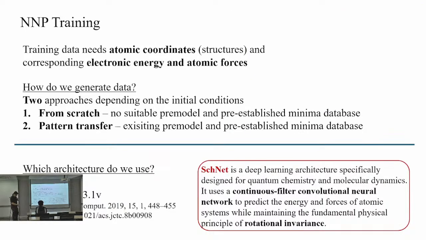So the way we do the NNP training, essentially the data looks like this. The training data needs to have the atomic coordinates and the corresponding electronic energy and atomic forces. In one of the videos that we have pre-recorded, you can see that we're using the XYZ file structure. So it has the energy and then the coordinates and the atomic force vectors. We need all those three because we are training our model on all of those inputs.